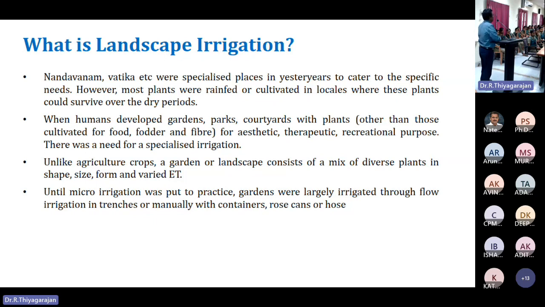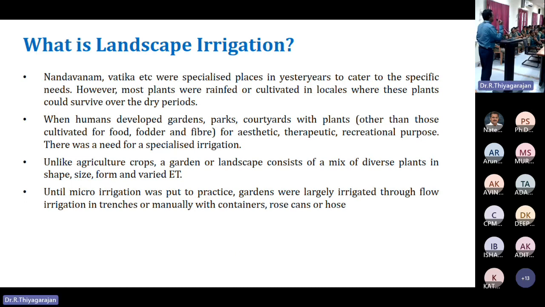So what is landscape irrigation? You find both of these on your campus. You have irrigation for your field crops and you also have irrigation for your landscape or your ornamental crops or your aesthetic crops and so on and so forth. Okay. So how did the concept of landscape come in?